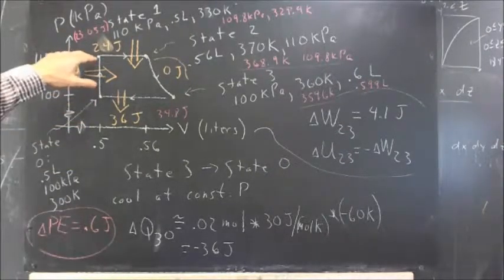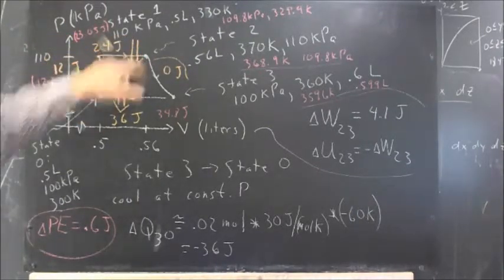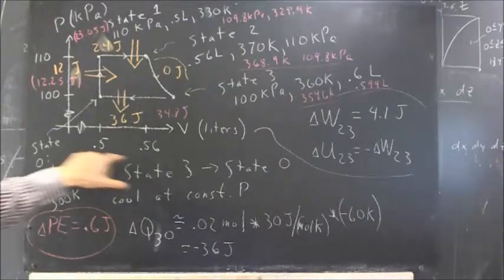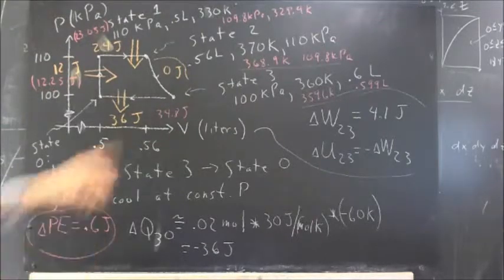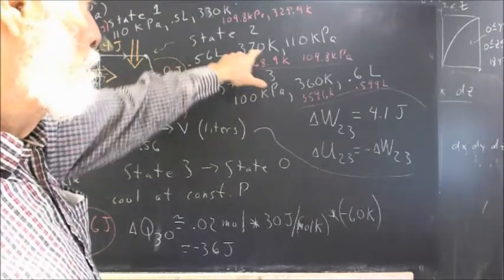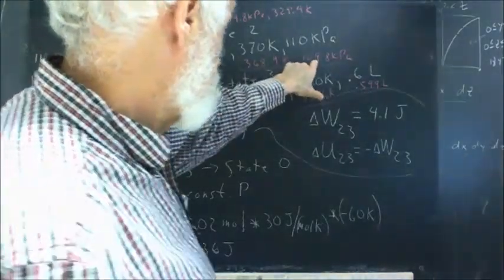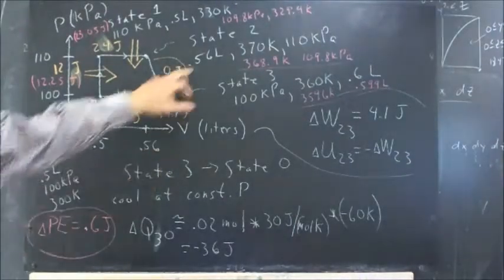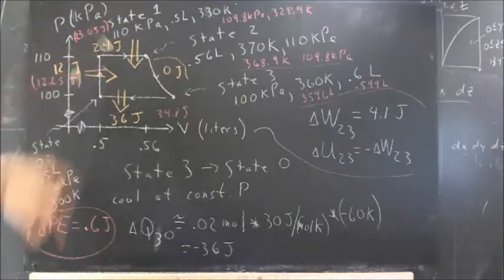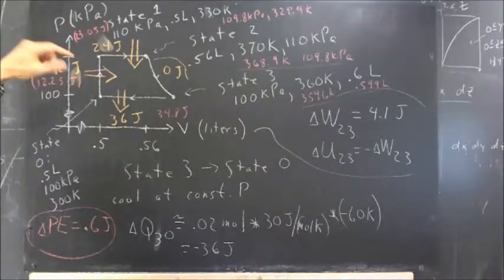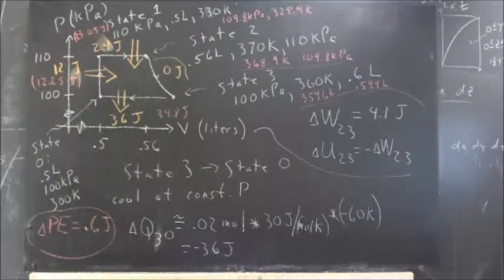And then moving from state 2 to state 3 under the condition that we increase the volume from 0.5 to 0.56 liters, and that is the stated condition. We get to state 2. The temperature, instead of 370, is 368.9. Instead of 110 kilopascals, 109.8 kilopascals, still 0.56 liters. And instead of 24 joules, which was our ballpark estimate, it's 23.05 joules. So there's a slight difference there.